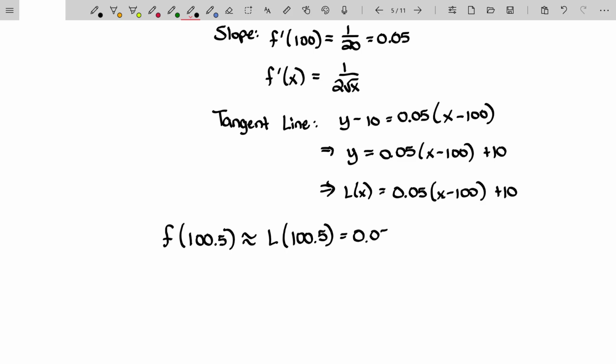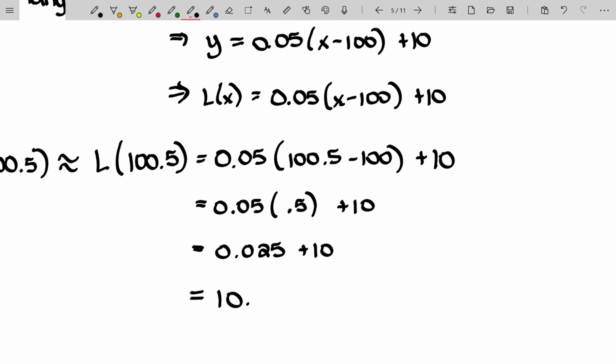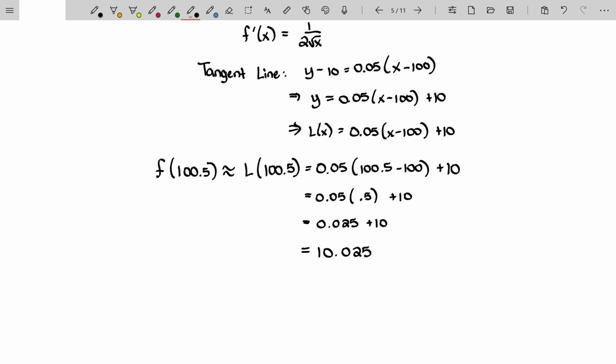Well, that'd be 0.05 times 100.5 minus 100 plus 10. Well, let's see. That's 0.05 times 0.5 plus 10. That's half of 0.05, sorry, which is 0.025 plus 10, which is 10.025. That's our approximation for the square root of 100.5.